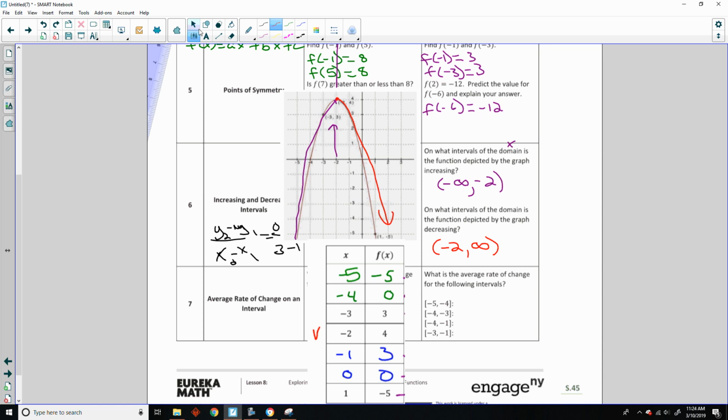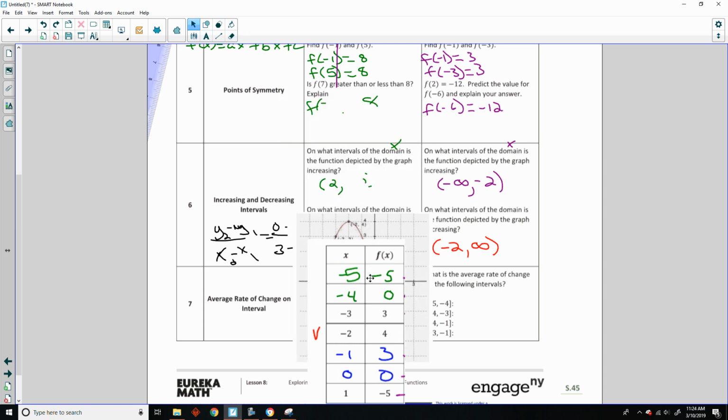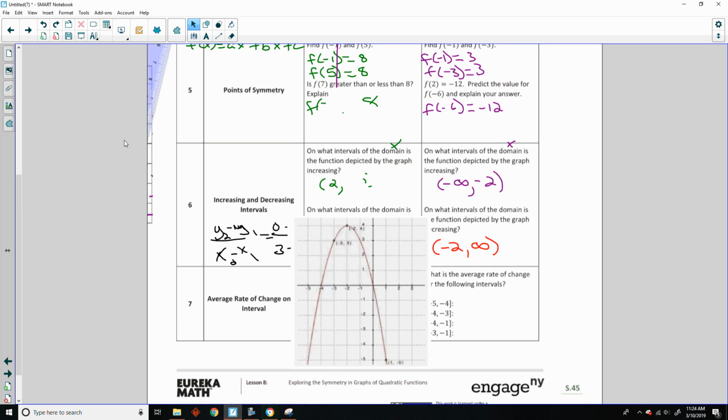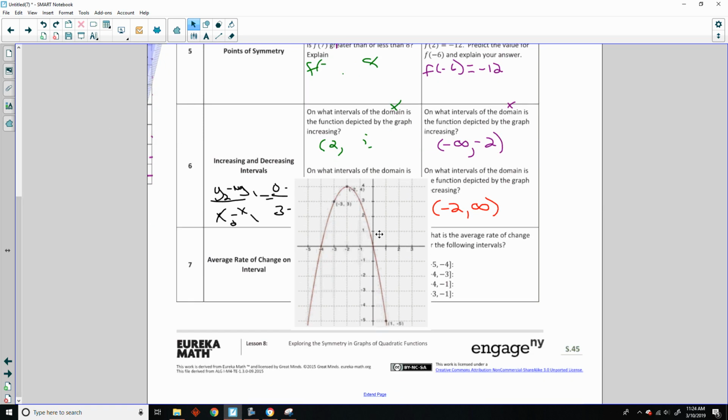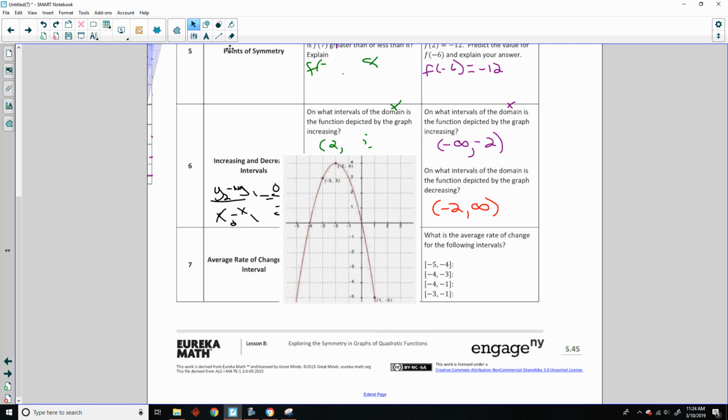What is the average rate of change? Okay, so let me erase this. I'm not going to do the y2 minus y1 over x2 minus x1. I'm going to use my graph, and I'm going to simply use lines. So at the point x negative 5 is here, right here. When x is negative 5, y is negative 5.